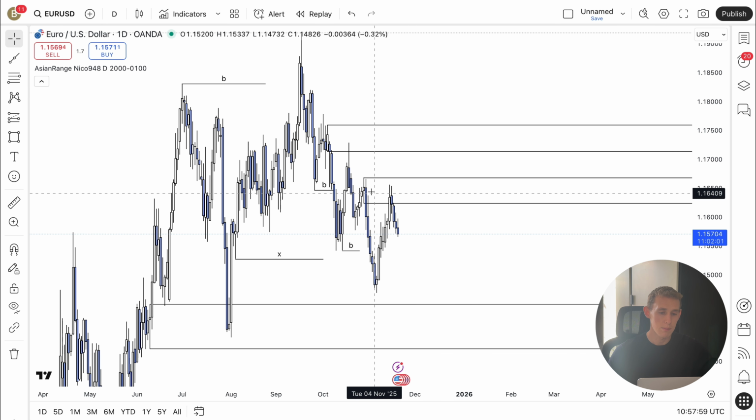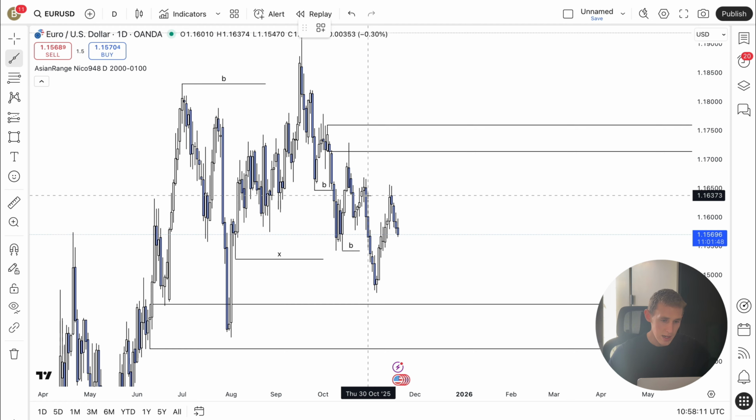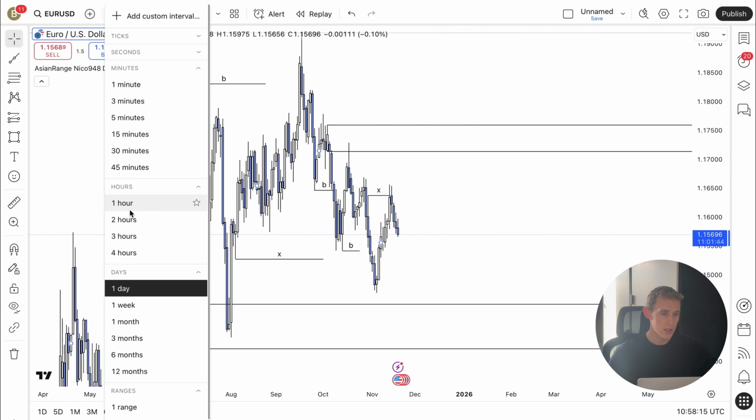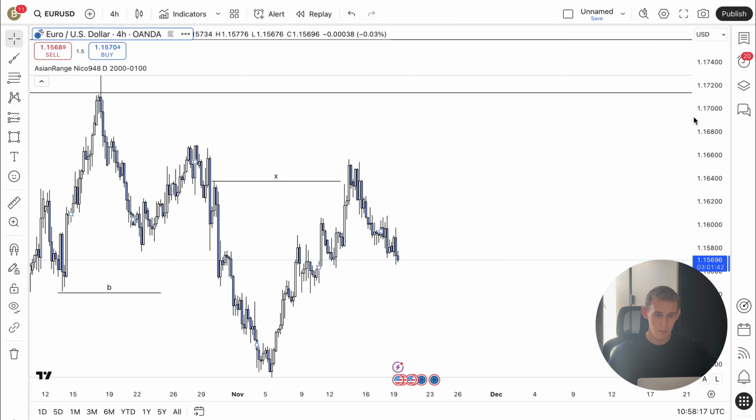Significantly as well, just notice here how it's reacting after it swept this daily liquidity right here, which, if we jump over to the 4-hour chart, is the top of this 4-hour supply zone.